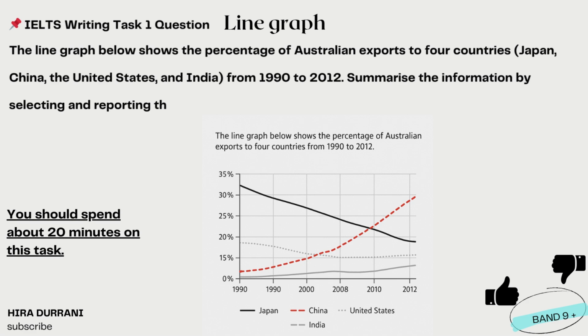The line graph below shows the percentage of Australian exports to four countries: Japan, China, US and India from 1990 to 2012. Summarize the information by selecting and reporting the main features and make comparison where relevant.